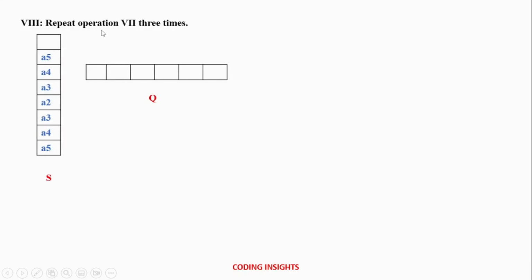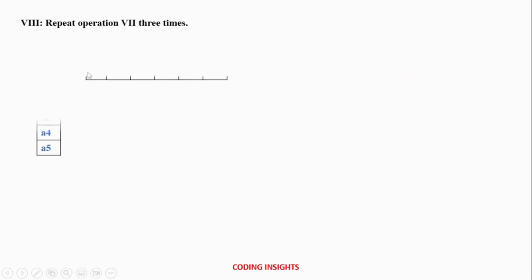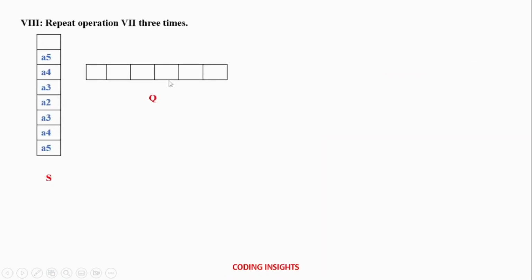The eighth operation is repeat operation 7 3 times. So we have to repeat the previous operation 3 times. That is remove A3 from the queue and put it into the stack. Remove A4 from the queue and push it into the stack. Then remove A5 from the queue and push that also into the stack. So after pushing all this, stack and queue will become like this. The queue will be empty and all the elements are pushed into the stack.